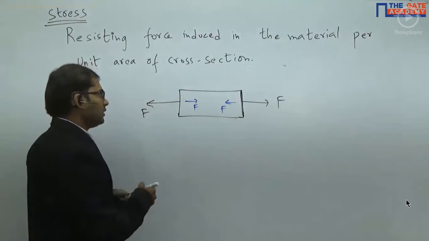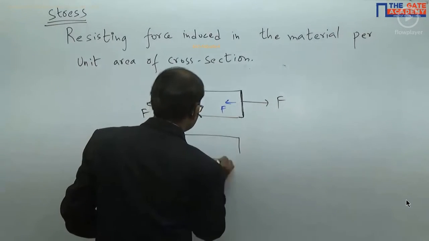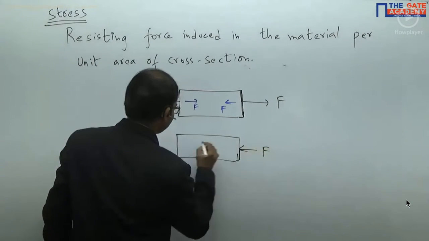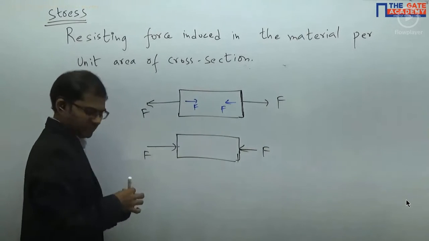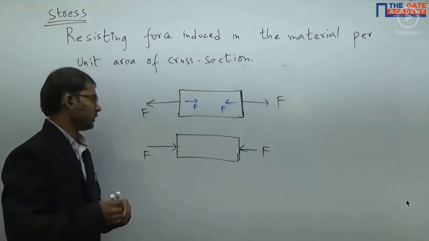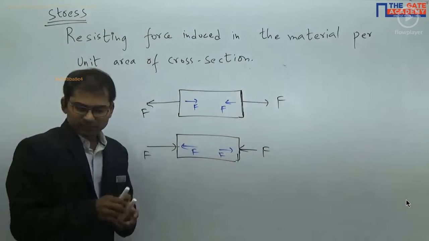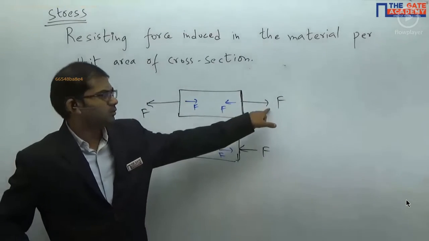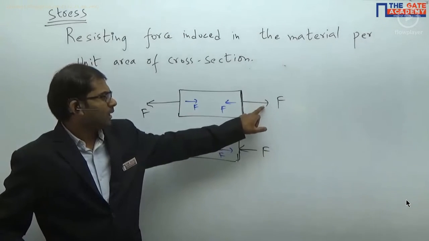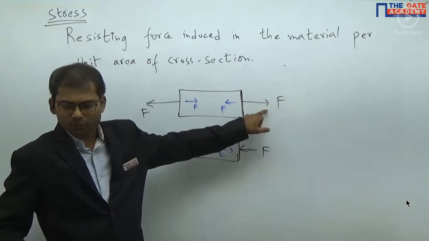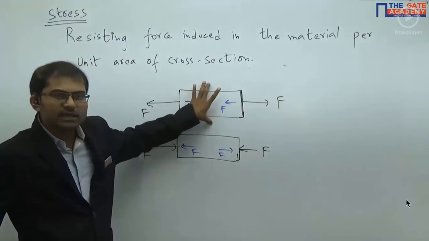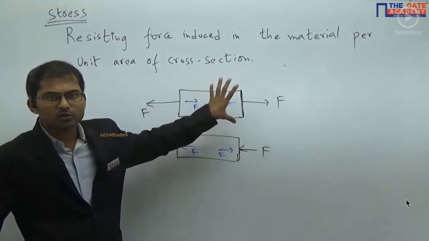So that's the thing here. Let me show you the other condition also. If I am trying to compress the body, the force is compressing here, then the internal resistive force will act in this way. So the internal resisting force will be equal to the external applied force also, because the body is in equilibrium. The net force on the body is equal to zero.